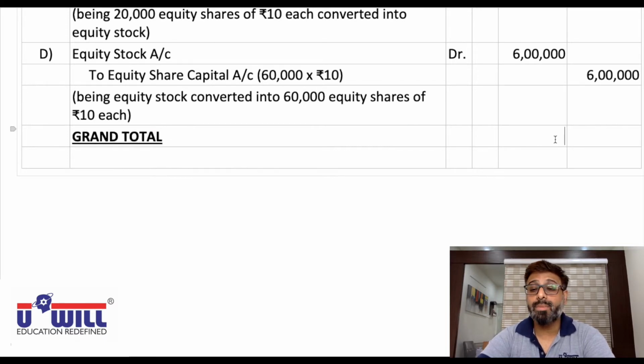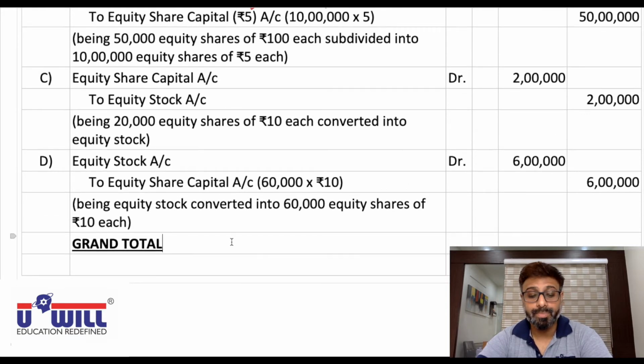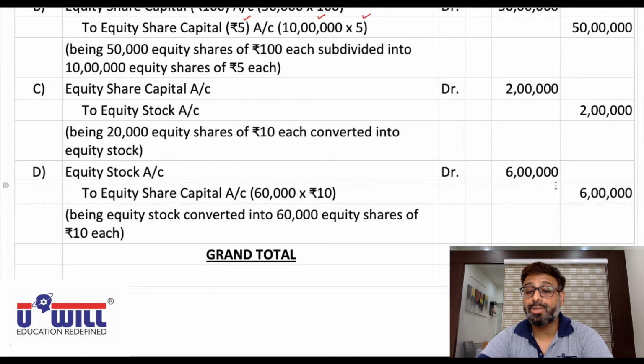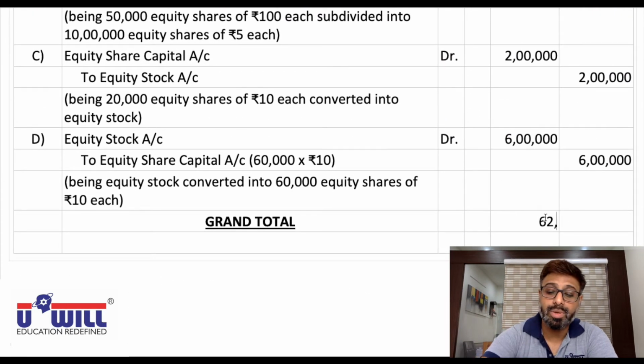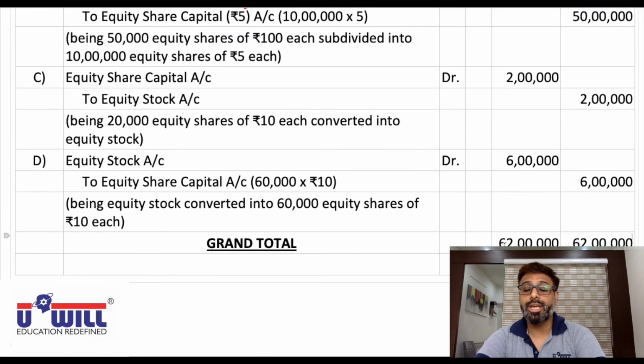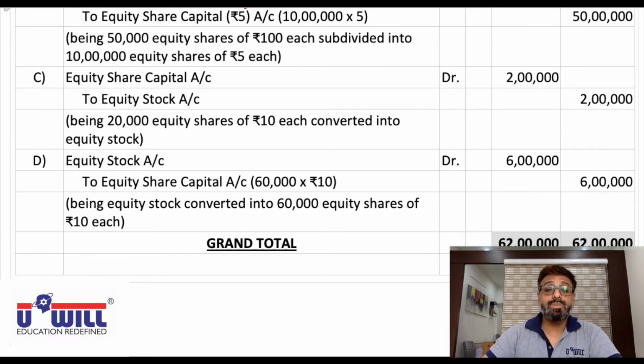The total would come to how much? As you all can see, 4 lakhs plus 50, 54, plus 2, 56, plus 6, 62 lakhs. The total would be equal to 62 lakhs. Okay. So I hope everyone is clear with these concepts, right? Very, very simple questions based on alteration.